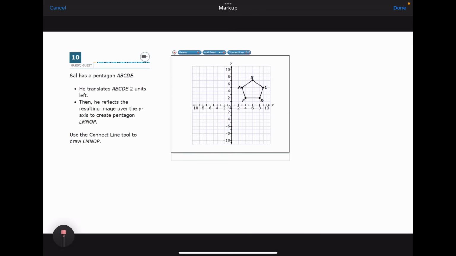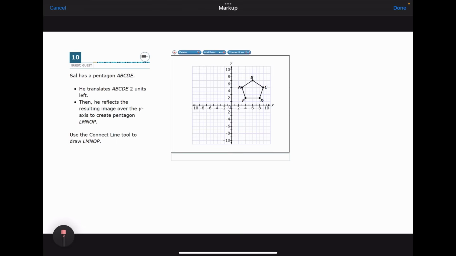Okay, question number 10. Here we have a pentagon, and we're going to do a translation 2 units to the left, followed by a reflection over the y-axis. And the question here is basically saying, what does that shape look like after both of those things have happened?